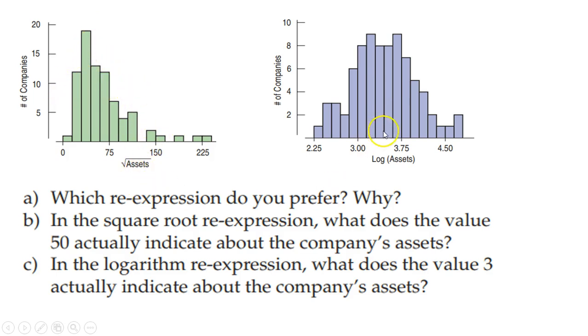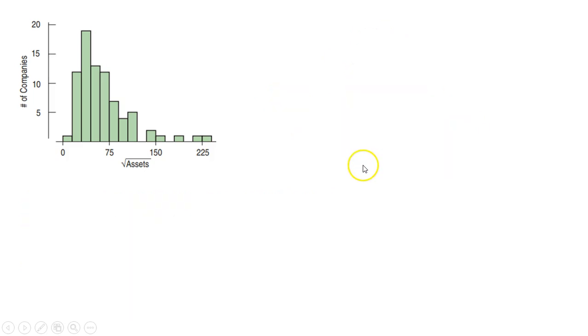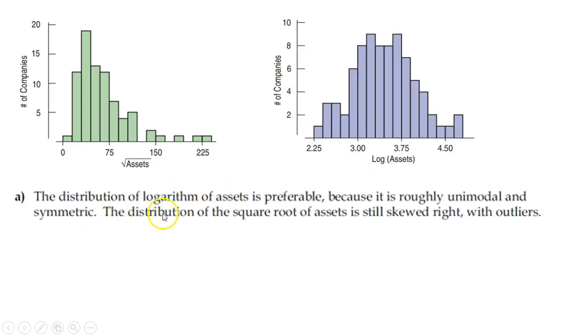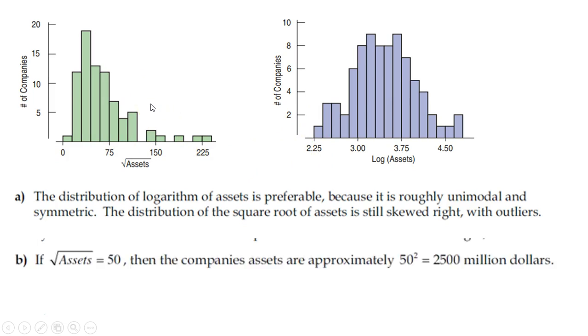And we'll see. In the log expression, what does the value of 3 actually indicate about the company's assets when we're looking at this? Because this is more symmetric, right? So we want to take a look to see. The distribution of the logarithm of assets is probably preferable because it is unimodal and pretty symmetric. So if you had to choose after you would log them or square root them, I would probably go with this one because it's a pretty good shape. The distribution of the square root is skewed right with outliers, but it's still better than what it looked like before. We could get a better idea.